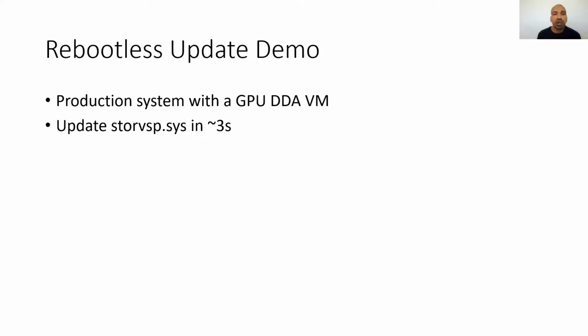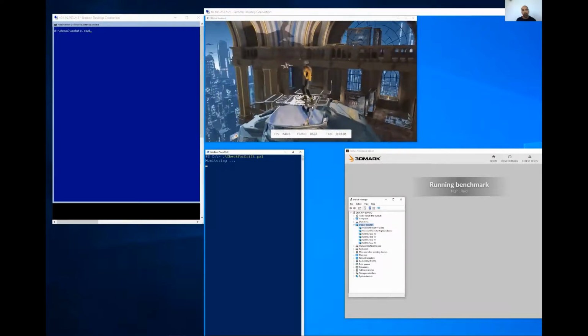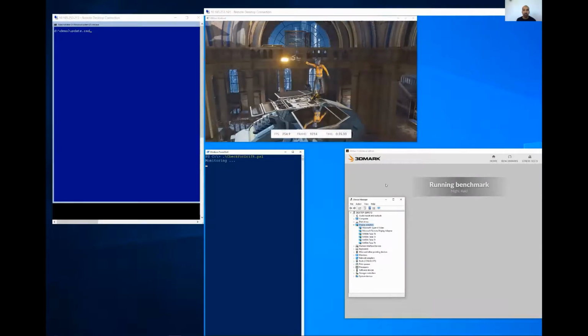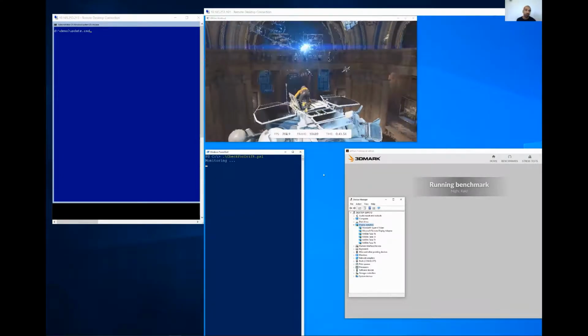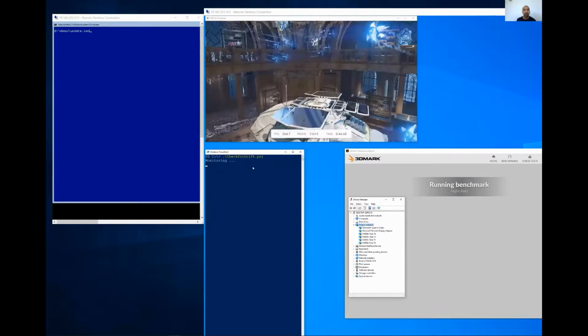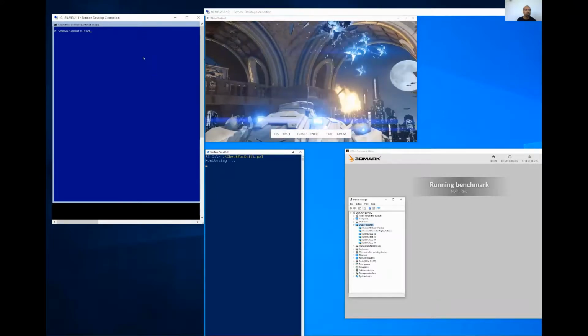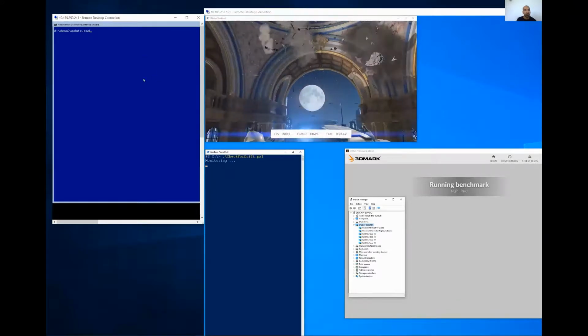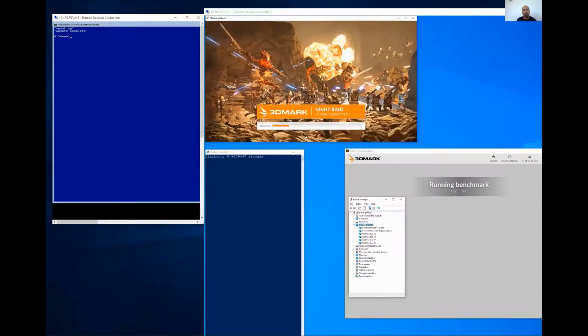We now show a demo of the update mechanism in action on an Azure server hosting a GPU DDA VM. On the right side of the screen, we have a 3DMark benchmark running in an Azure VM. This Azure VM has 4 NVIDIA Tesla T4 GPUs as shown over here. We also have a script running inside the VM to measure the blackout time. On the left side of the screen, we have the Azure host running the VM. We will now do a rebootless update of the storage virtualization driver on the host. The update is complete and the blackout time experienced by the VM is around 1 second. We also notice that the benchmark is running fine with no issues.